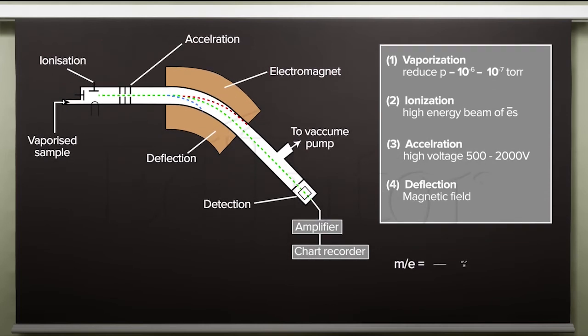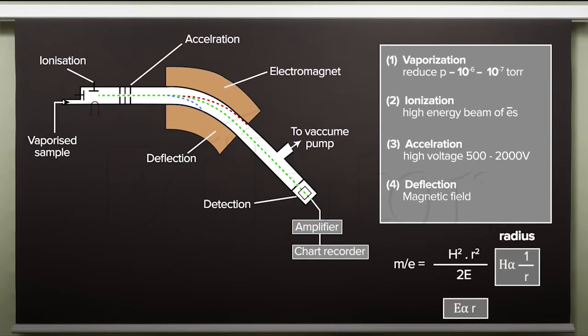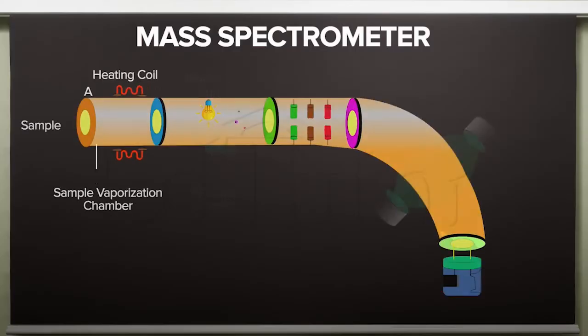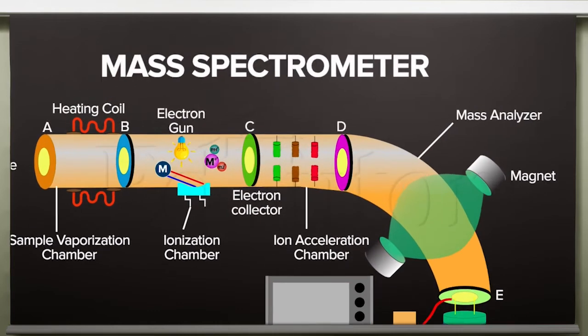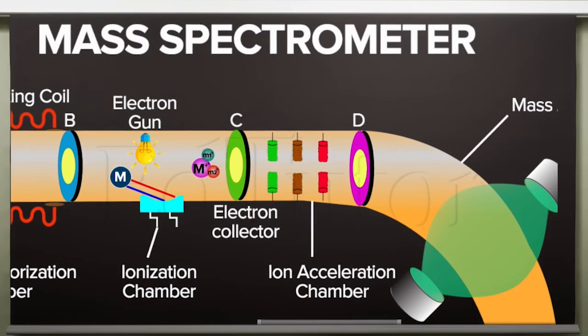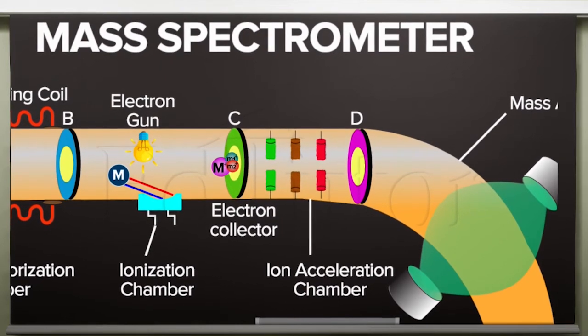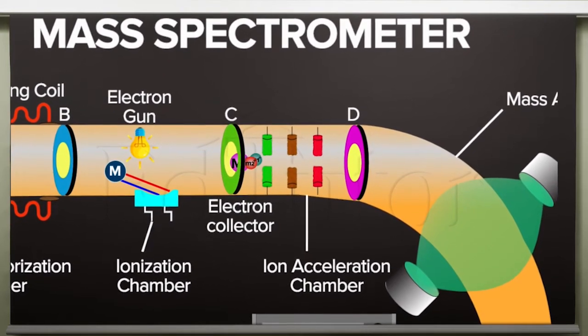You must know that if any of these values increase or decrease, it will definitely affect the other values. What I am trying to say is, if, for example, I increase the strength of the electric field, that is E, keeping H constant, the radius will increase. So, when the magnetic field is applied, the ions begin their movement in a circular path in the form of groups depending upon their mass to charge values.